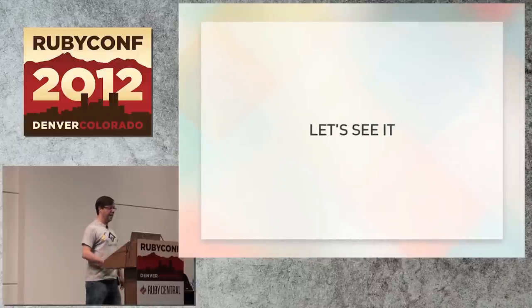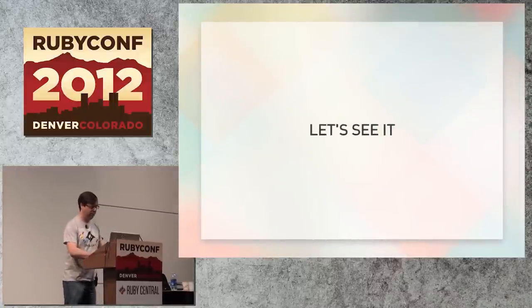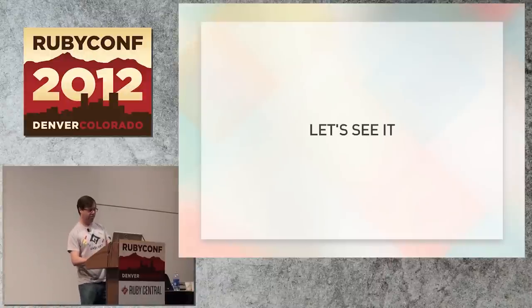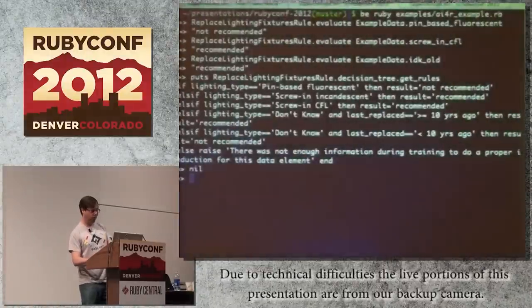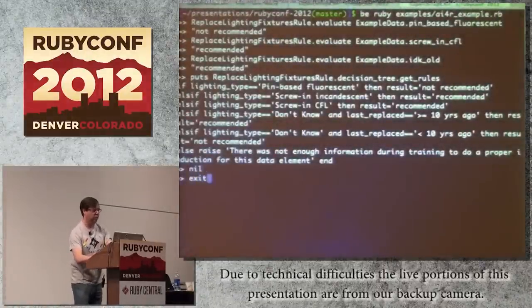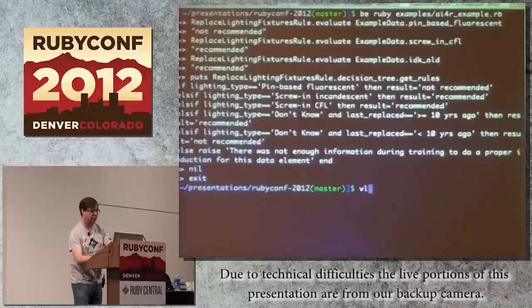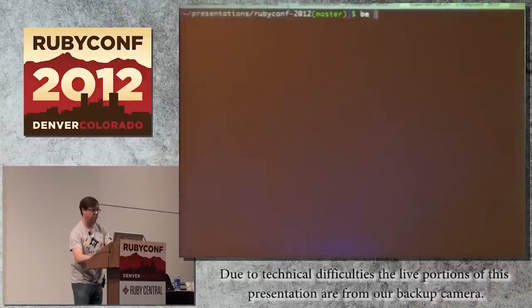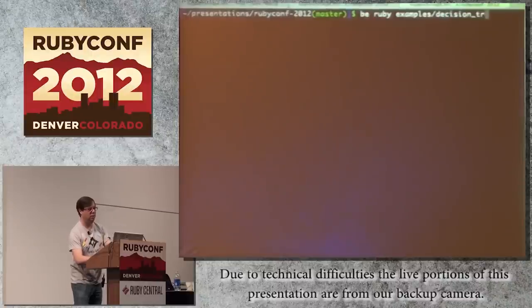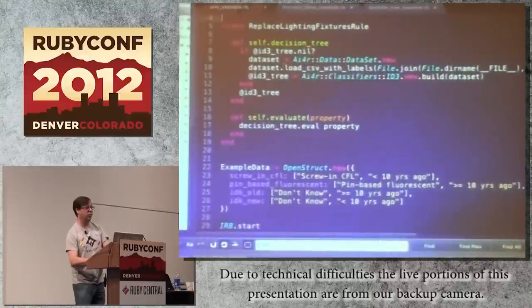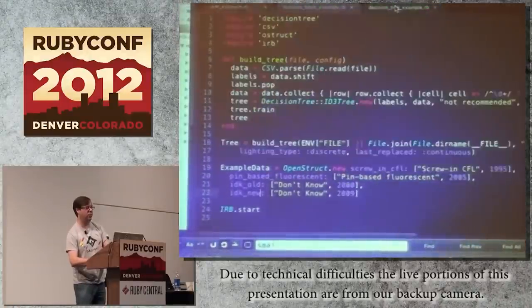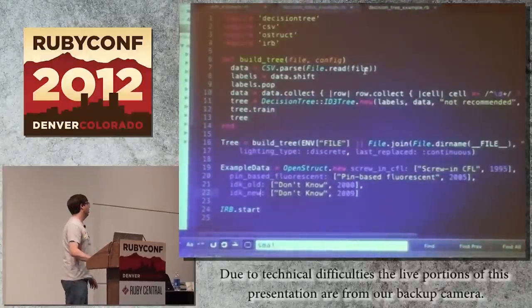So let's see that in action. Typing is hard. Oh, I should probably start with the code for the decision tree example first, so it makes sense.